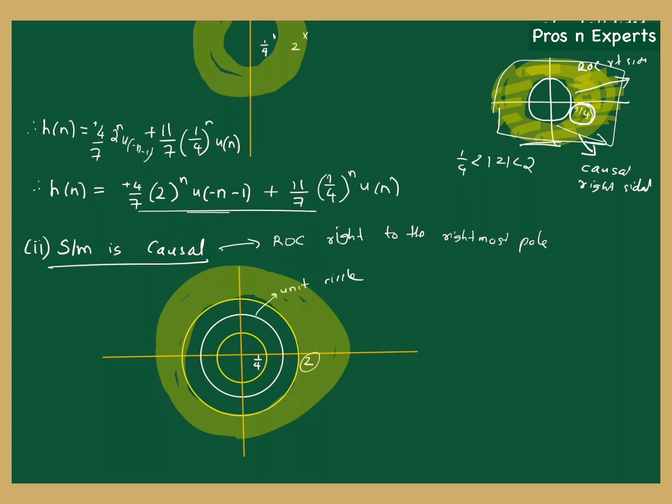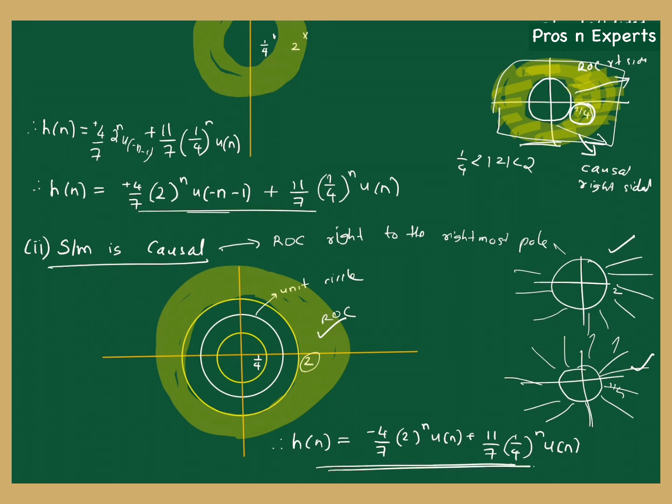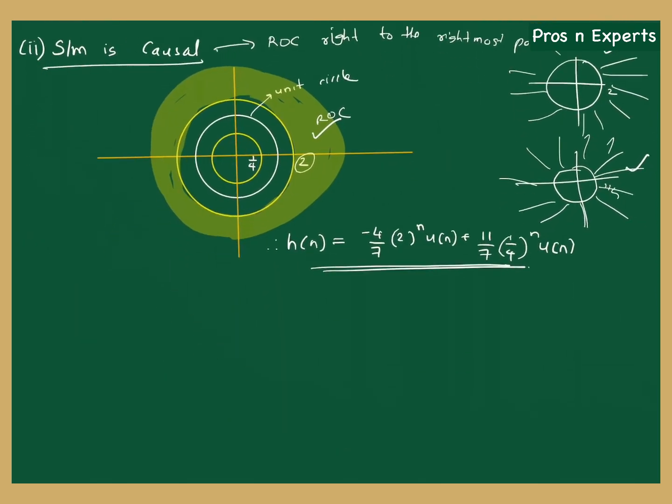For determining such an ROC, we have already discussed that the entire ROC should be right to the rightmost pole. For that, the individual ROCs should be right-sided. For pole 2, the ROC should be like this, and for pole 1 by 4, the ROC should be like this. Then only the intersection will be like this. This should be the ROC. So the signals corresponding to both poles should be right-sided. Therefore, we can write h of n with both terms right-sided: minus 4 by 7 into 2 raised to n u of n plus 11 by 7 into 1 by 4 to the power n u of n. Okay, so this is the impulse response for the second question. So that's the answer to the question.